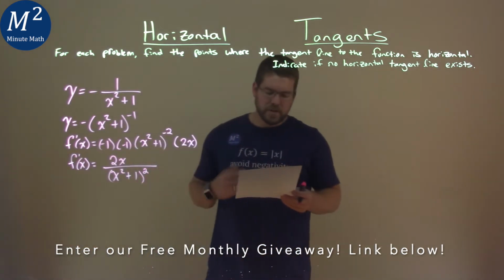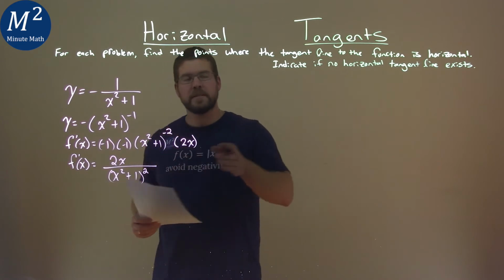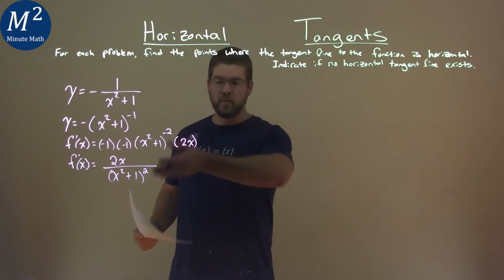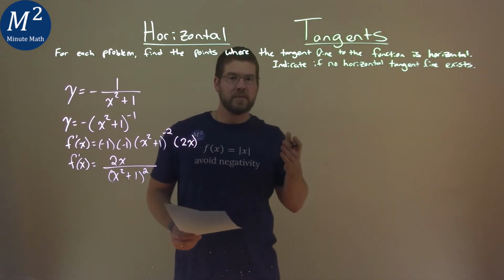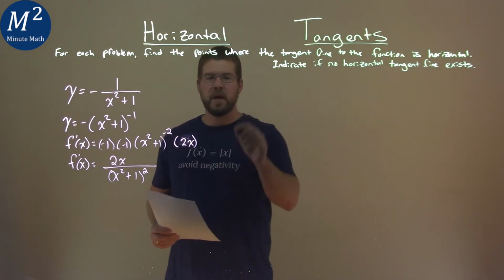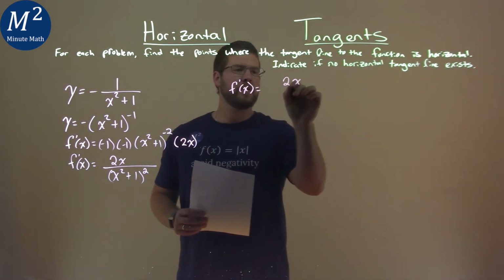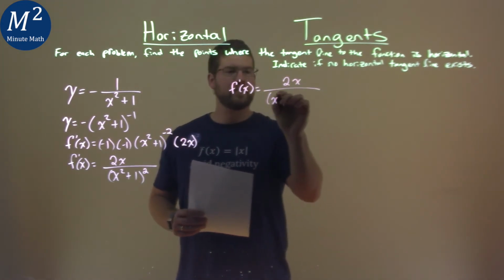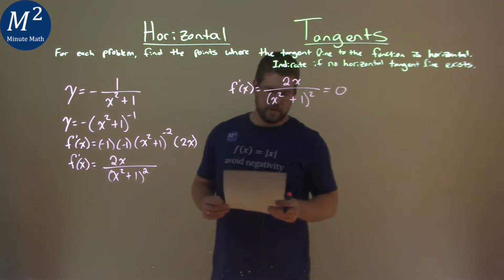Alright, so we have our derivative here. What we want to do is find where this derivative is equal to 0, because remember, the derivative is the slope of the tangent line, and we want to find where that's horizontal, aka equal to 0. So we take f prime of x, which is equal to 2x over (x squared plus 1) all squared, and we're setting it equal to 0.